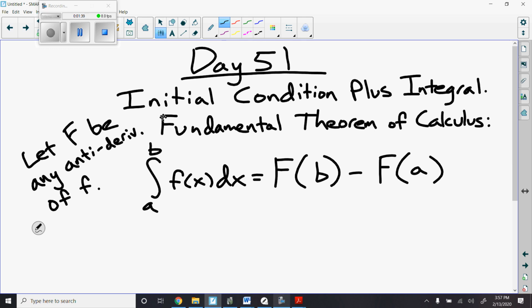We can take this equation and rearrange it just slightly. What we can do is this equation kind of gives us a shortcut for evaluating points on an antiderivative, so on capital F. Specifically capital F of B. So if we take this equation that we have, all I'm going to do is add capital F of A to both sides of the equation.